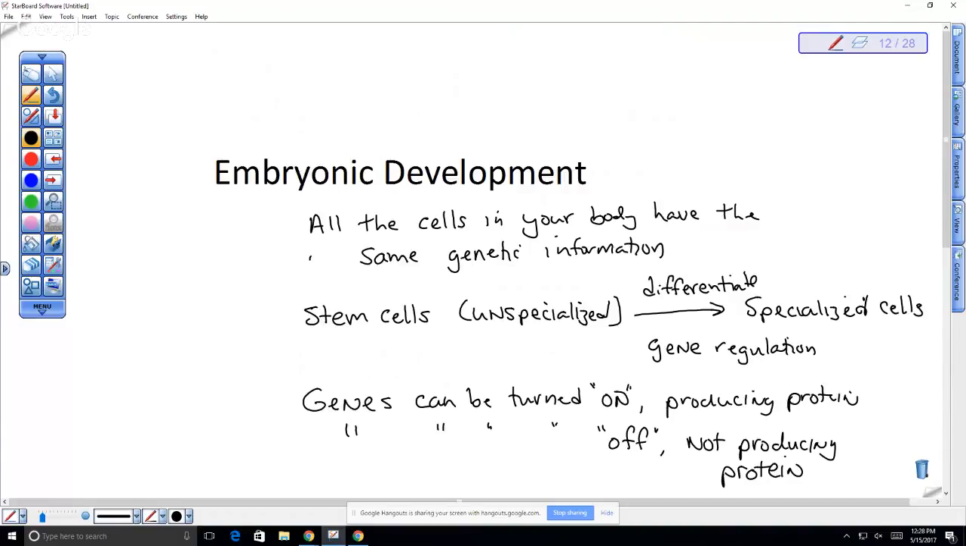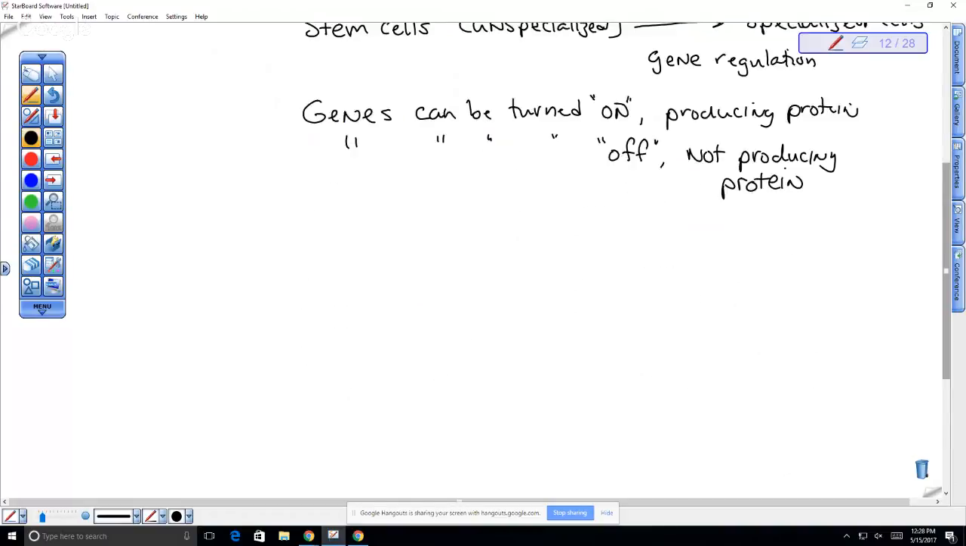Okay. So if we look at early embryonic development, we start out as a zygote, and then we start to divide. The cells will divide, and they'll produce two cells.